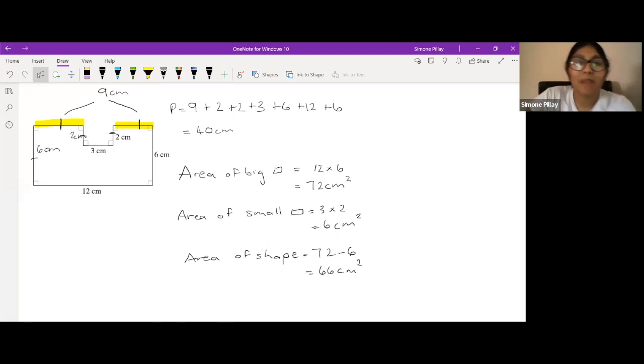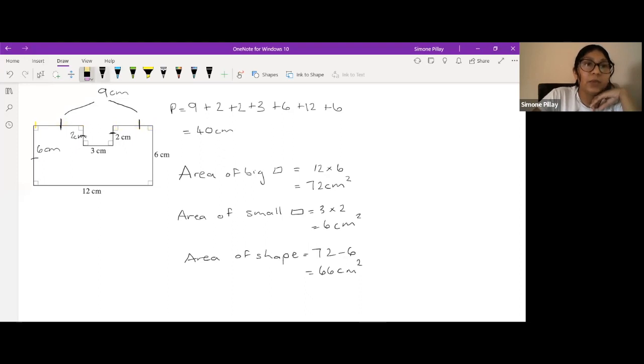Ma'am, can you hear me? Yeah. I think you're asking about area. Are you asking me to re-explain how we just got the area? Yes, ma'am. Okay. Yes. Okay, so let's look at what we just did.